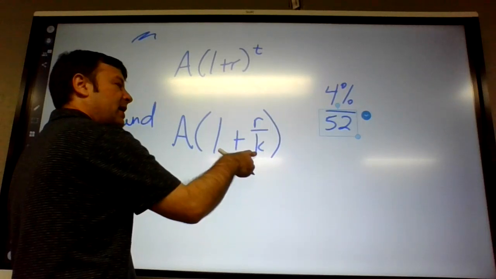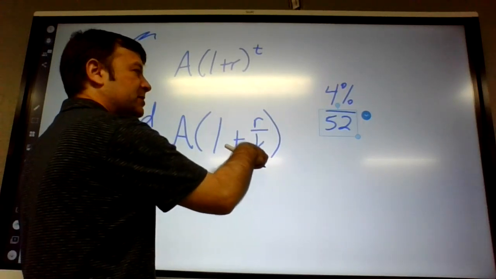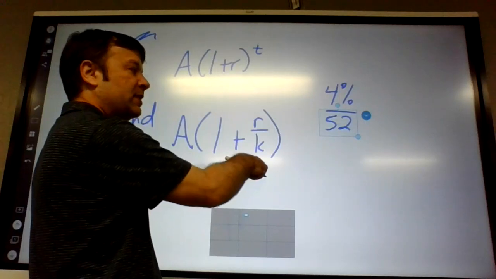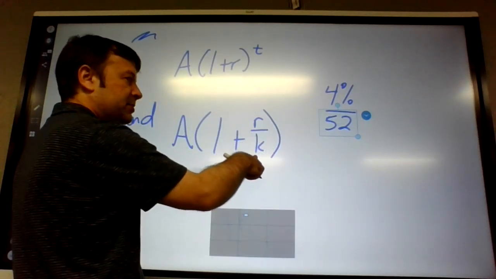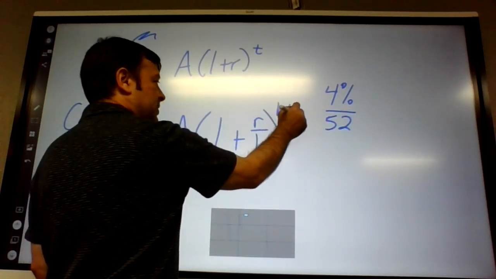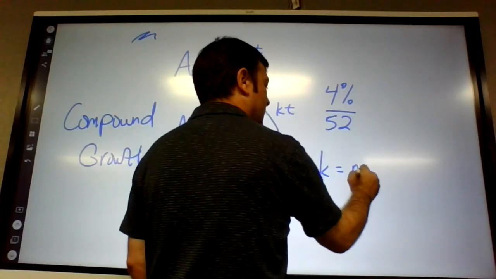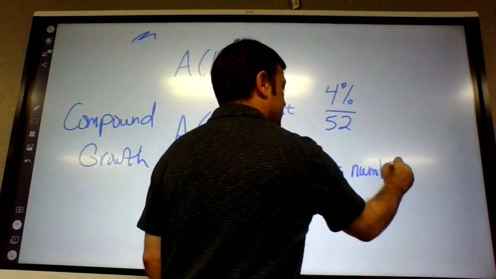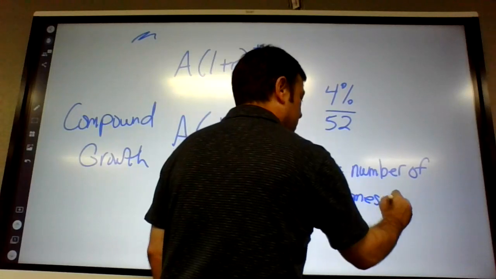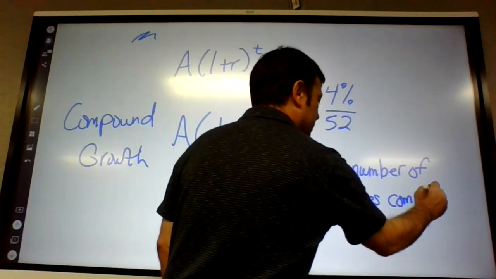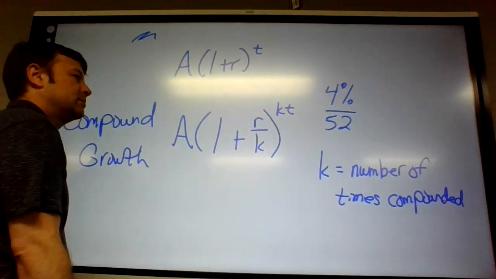K2. Okay, K is the number of times it gets compounded in a year. So if it's compounded monthly, that would be 12. If it's compounded weekly, that would be 52. Daily is 365. Then there's a K up here also. So K is the number of times compounded in a year. Okay.